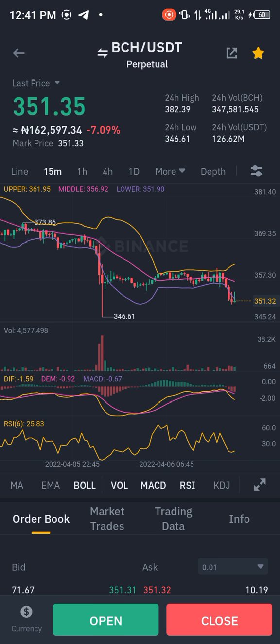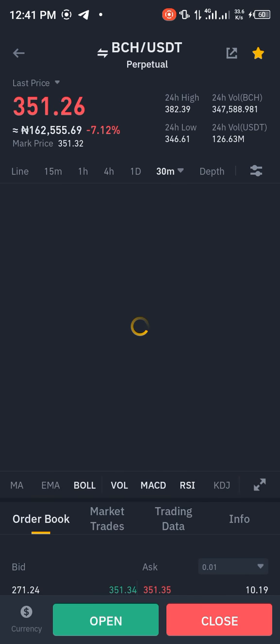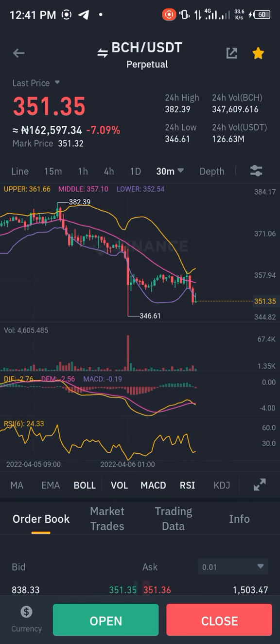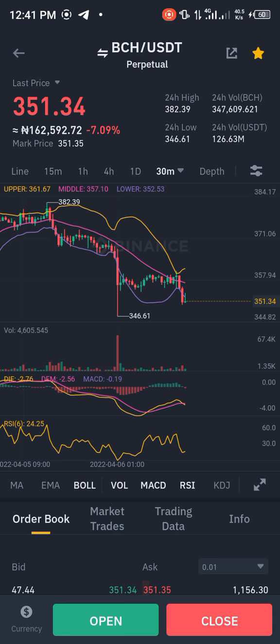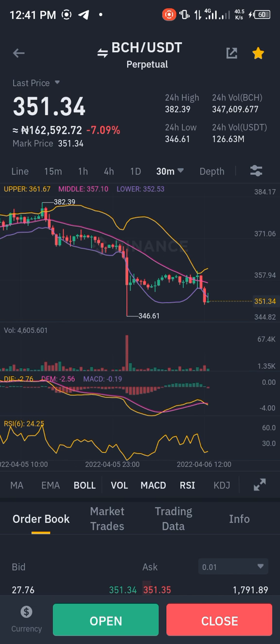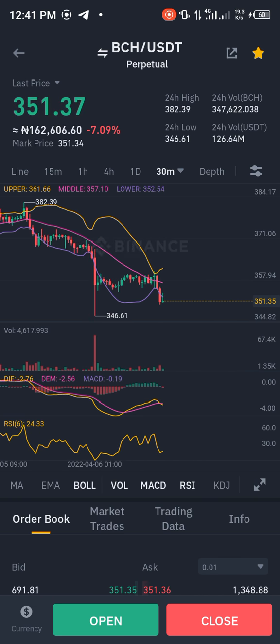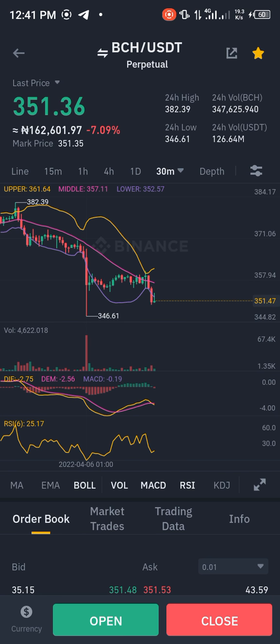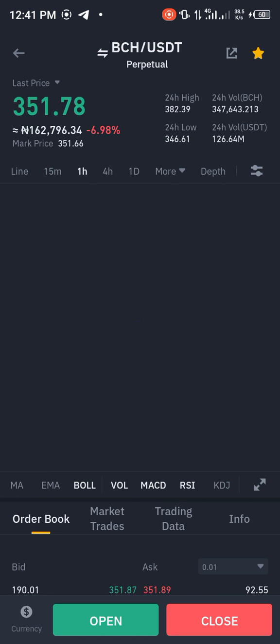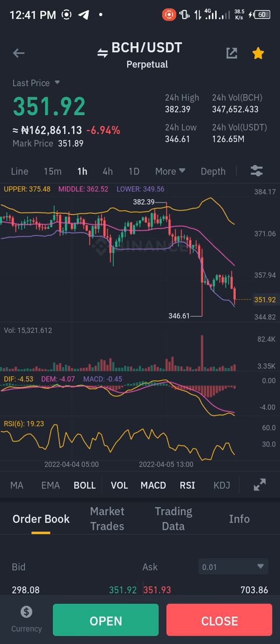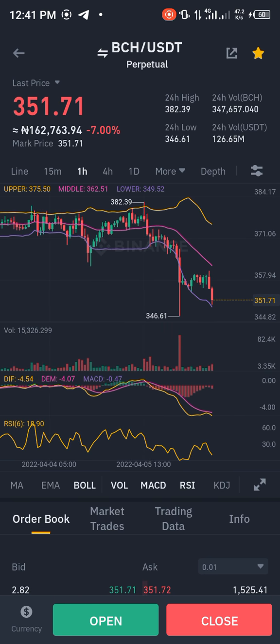So looking at 15 minutes now, the market is going down. Looking at 30 minutes, it's still going down according to the Bollinger Band and other indicators. Even the MACD underneath is showing that it's just going below the histogram. So there is more space for bearish movement. We set our entry around this place, 353 dollars. So yes, we use the market order.